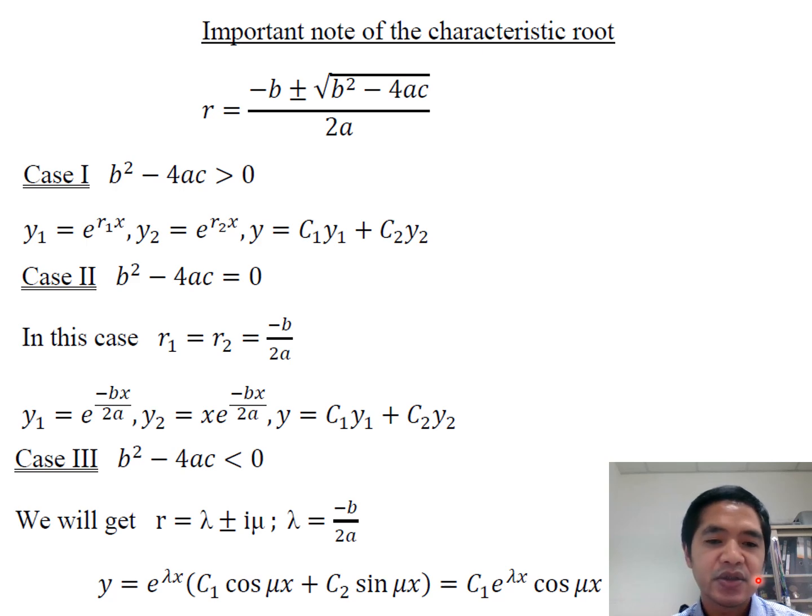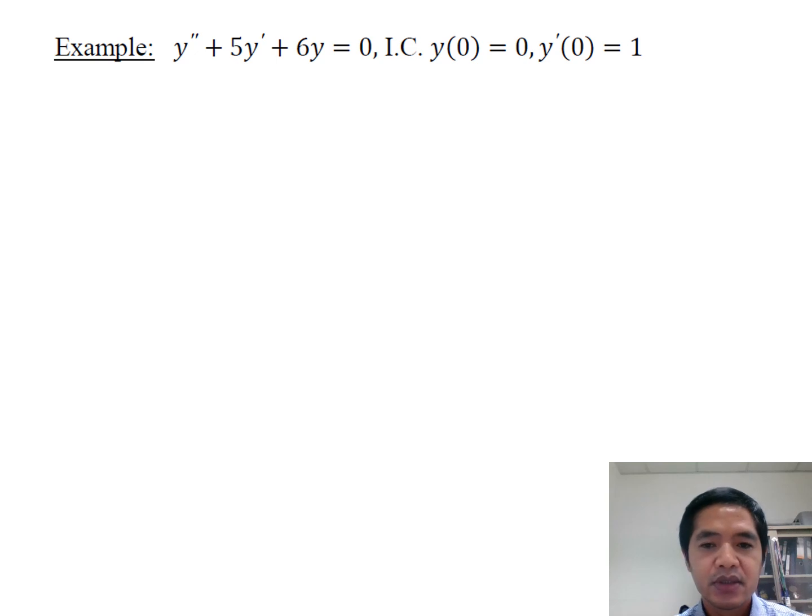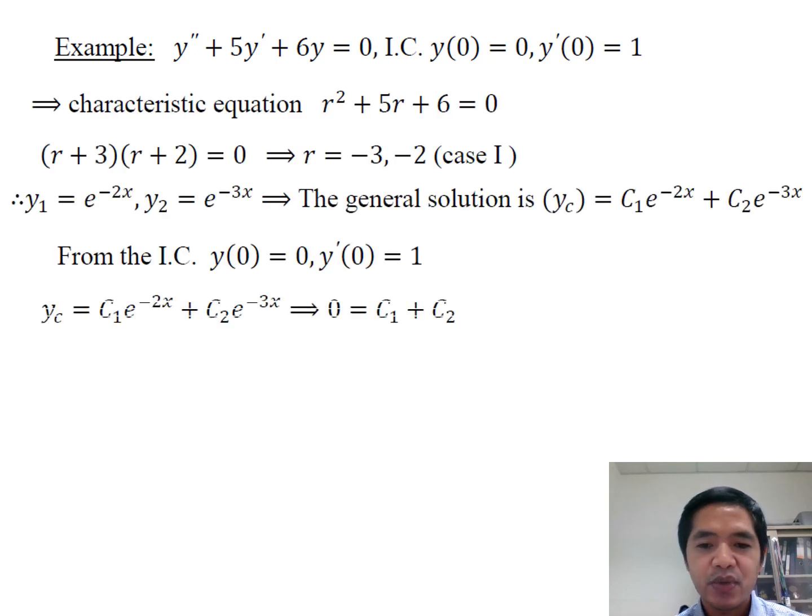Okay, so you have to find b squared minus 4ac first and see what the case is, case 1, case 2, or case 3. Then use the right solution of y here, or here, or here. So now take a look at examples.